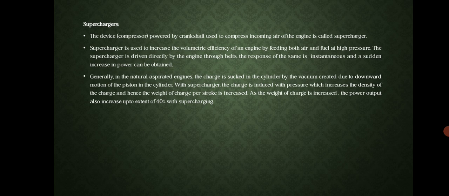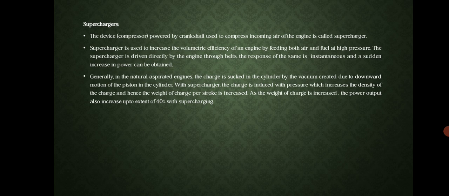Superchargers. The device powered by the crankshaft and used to compress the incoming air of the engine is called a supercharger. A supercharger is used to increase the volumetric efficiency of an engine by feeding both air and fuel at high pressure. The supercharger is turned directly by the engine through belts. Its response is instantaneous, and a sudden increase in power can be obtained.